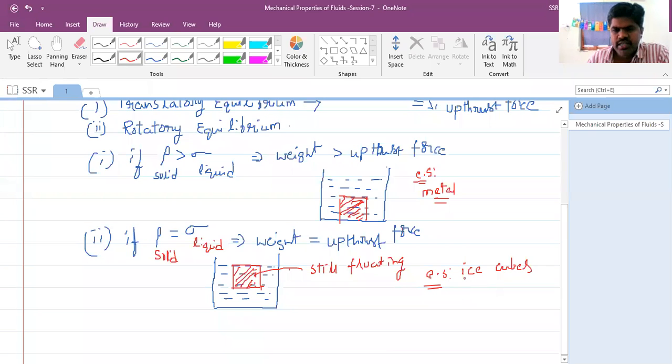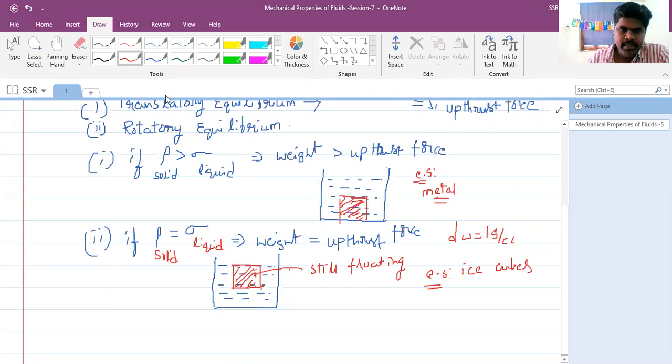Ice cubes have a density almost equal to the density of water. The density of water is 1 gram per cc, whereas the density of ice is 0.8 to 0.9 gram per cc, a difference of about 0.1. That's why it will float. So that is the second case, where the density of solid is equal to the density of liquid.